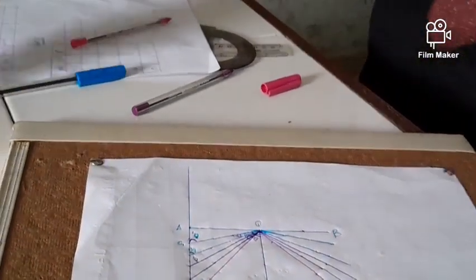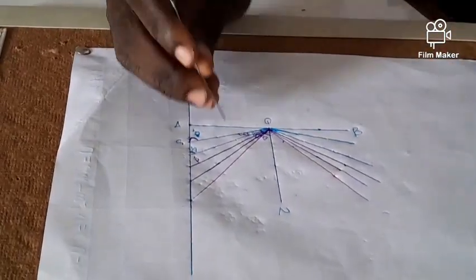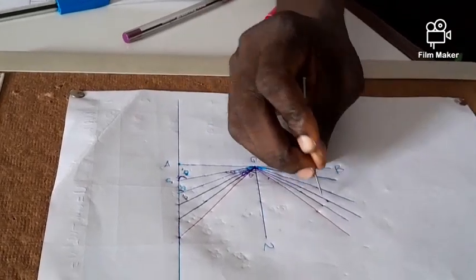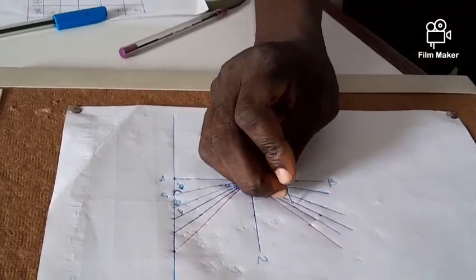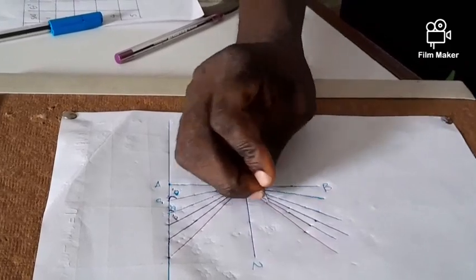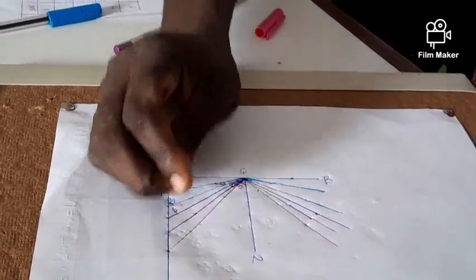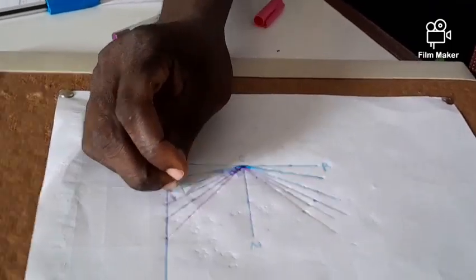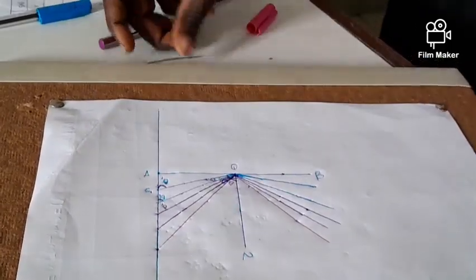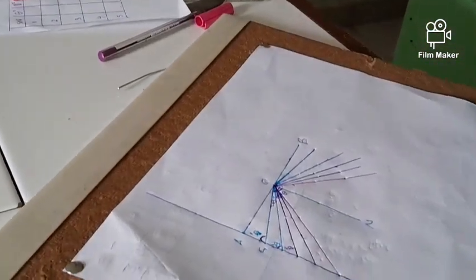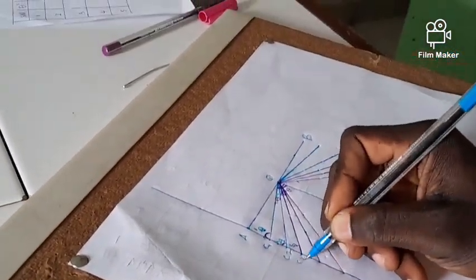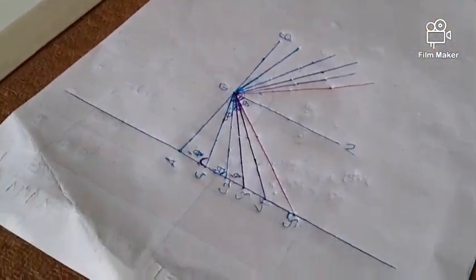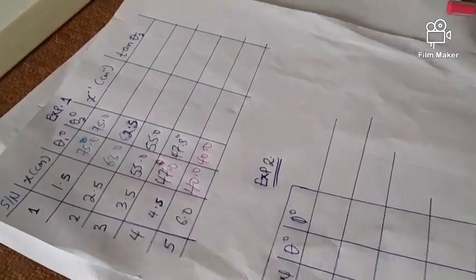Then don't forget to always put your pins in 2 places. Put this, put this, put this, put this. Then go to the other side, put this, put this, put this. Just put it anywhere you wish to put it. And this is C1, C2, C3, C4, and C5. So this is the required table.